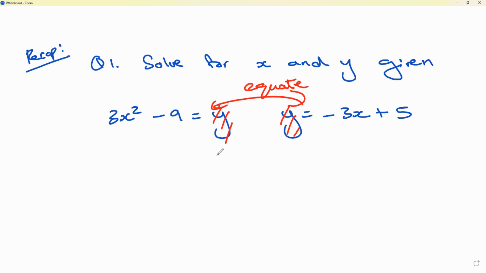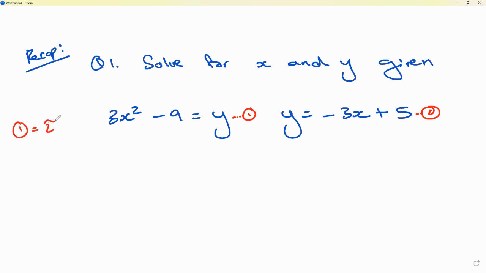And once we equate them and remove the y's, we can then have the opportunity to solve for x first. In which case we'll be dealing with a quadratic that will end up equaling 0. All right, so let's do that. The first thing we're going to do is take equation, let's call this equation number 1, equation number 2, and we equate them. So we take 1 and we make it equal to 2.